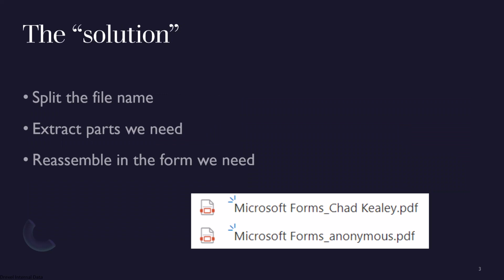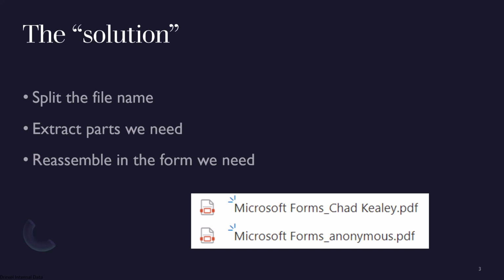So basically what we're going to do is split the file name into some different components, extract the parts we need, and then reassemble it into a clean file name. I have other videos where we talk about what you can do with that file name, but in this video all we're going to be talking about is cleaning up that file name to remove the underscore and the submitter name.